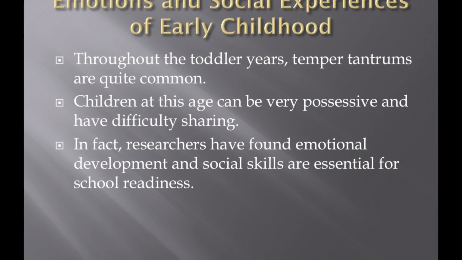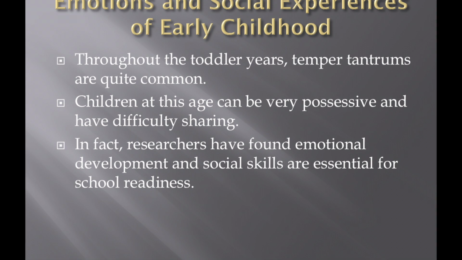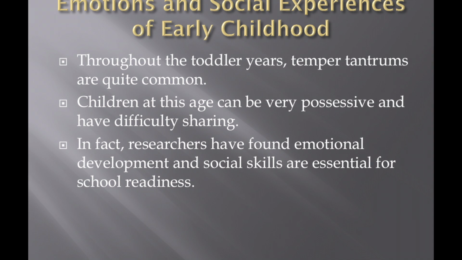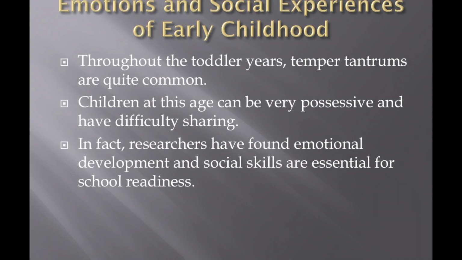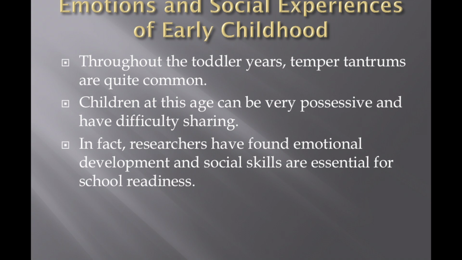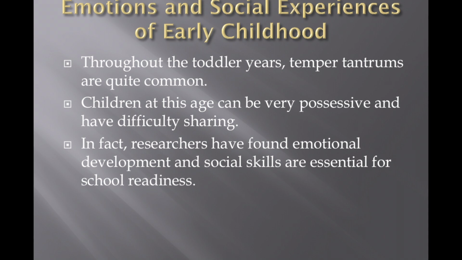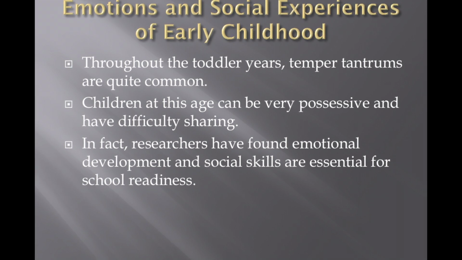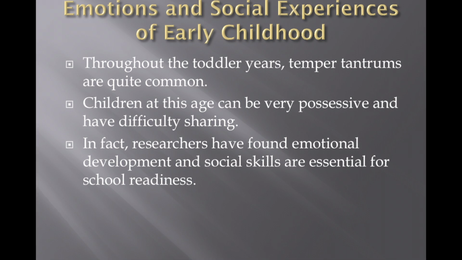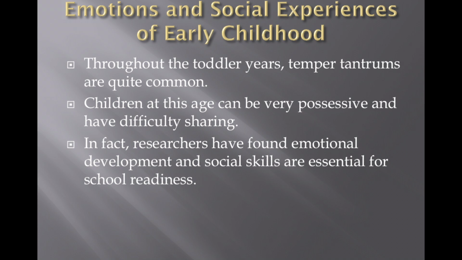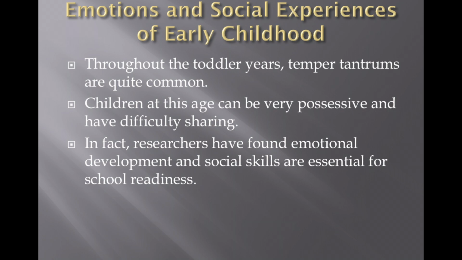Children at this stage can be very possessive and have difficulty sharing. Learning to get along with other children is an essential skill. In just a few short years, your child will go from spending most of his time with his family and close friends to spending large chunks of his day interacting, learning, and playing with other kids at school. In fact, researchers have found emotional development and social skills are essential for school readiness. Examples of such abilities include paying attention to adult figures, transitioning easily from one activity to the next, and cooperating with other kids.